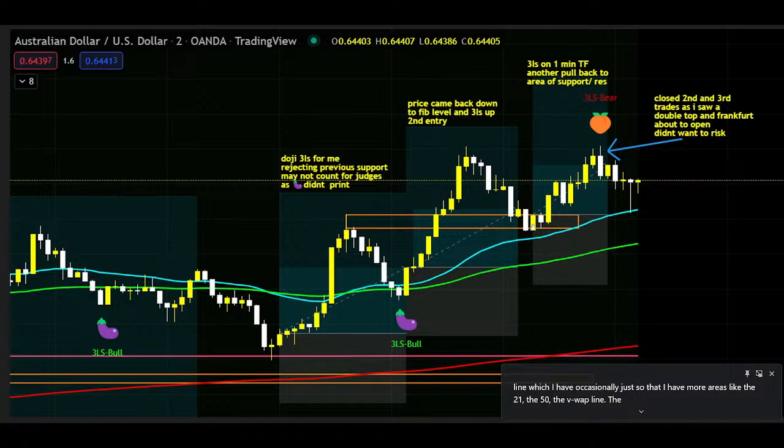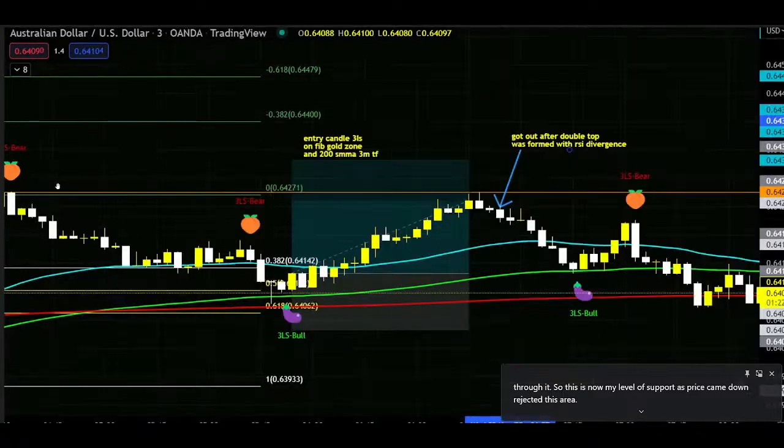As price came down, rejected this area, I got in on another trade. At this point, trade number 1 has already taken profit. Trade 2 was still in play, and I entered into trade 3. And once price came up and we got a rejection at this double top with this 3-line strike right here, I closed the second and third trades as I saw a double top and Frankfurt session was about to open and I didn't want to risk it. So 3 successful trades because all of them were in profit. One of them hit my profit target. The other 2 I had to close early.